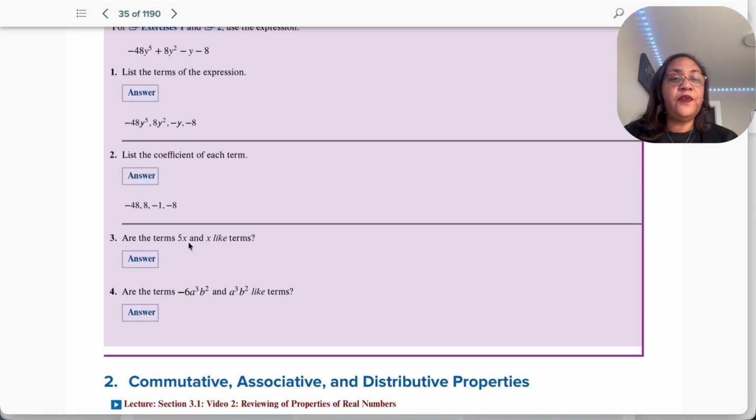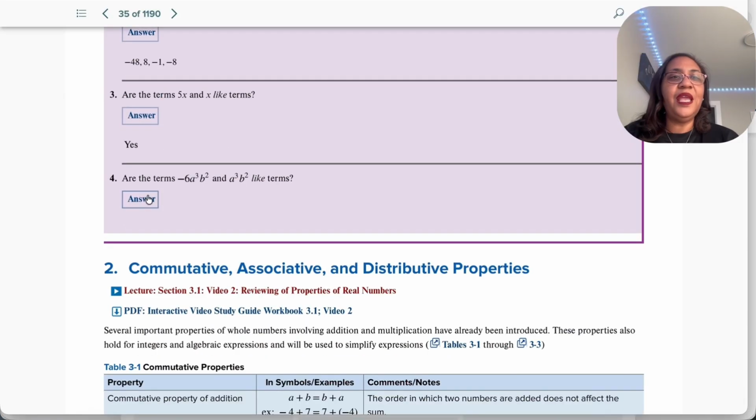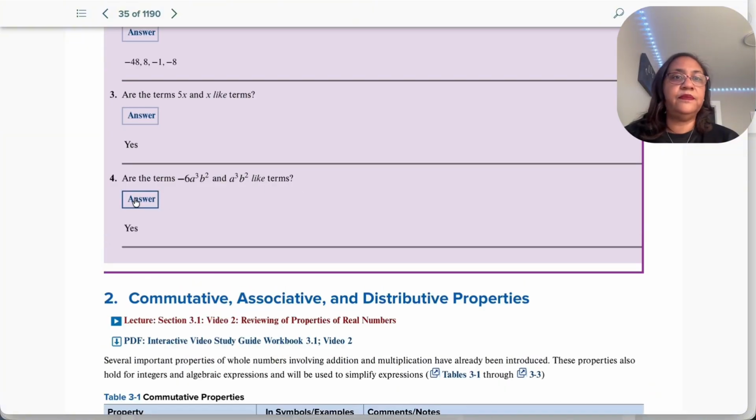Are the terms 5x and x like terms? Yes, they are. Now, we don't usually write the 1 in front of the x. And are the terms negative 6a to the third, b to the second, and a to the third, b to the second like terms? Yes, they are.